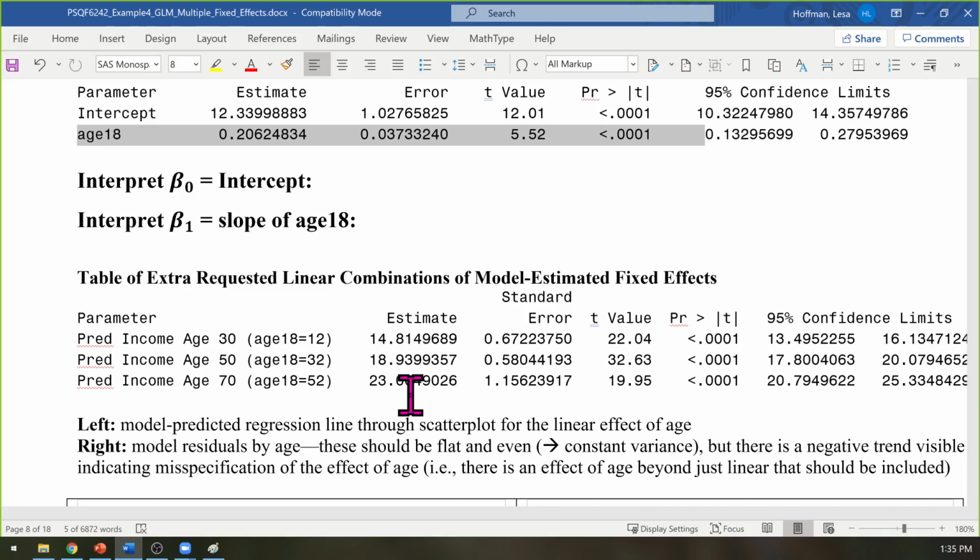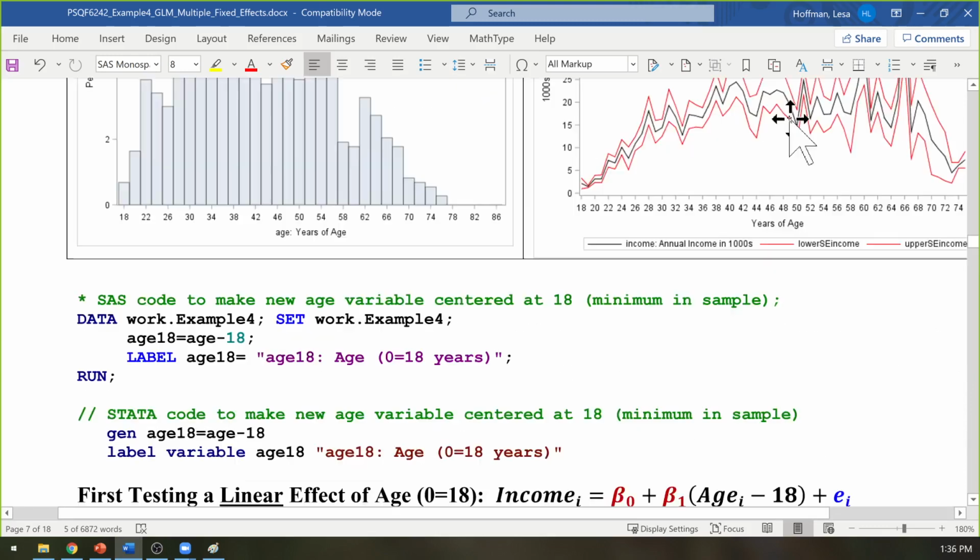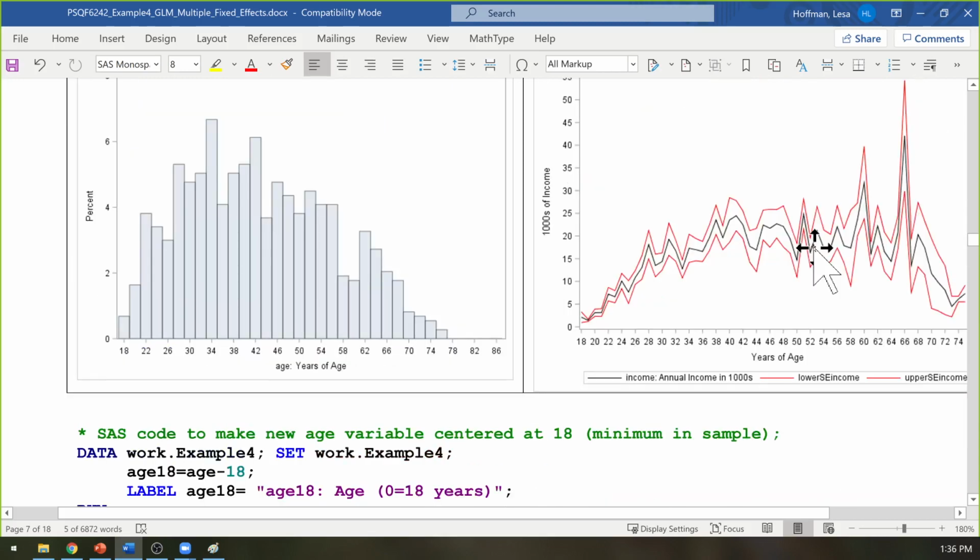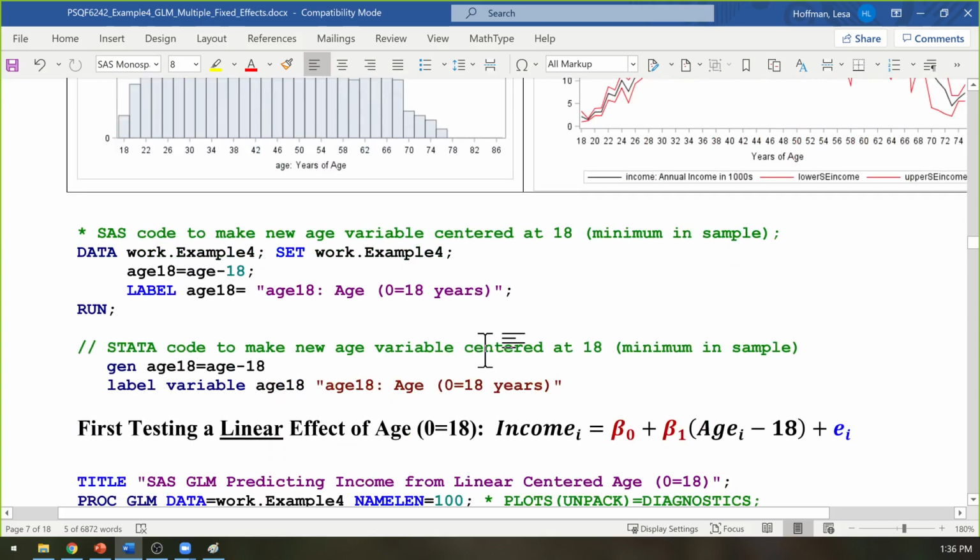Now, is that realistic? Not likely. I know it's not realistic based on this picture. That's not what happens in the data. It goes up to a point and then it reverses directions. So we need another way to capture the relationship beyond just a linear effect of age.